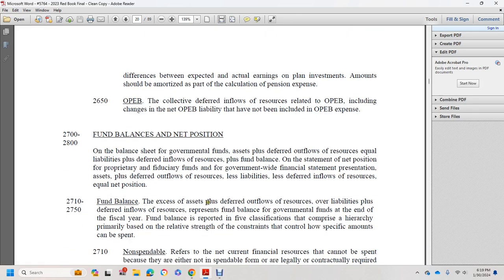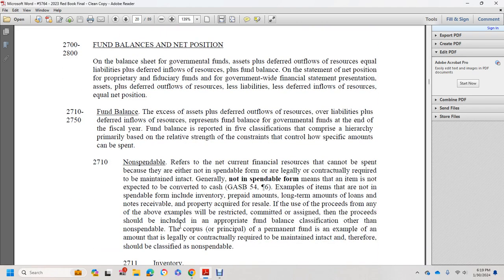Fund balance is the excess of assets and deferred outflows over liabilities and deferred inflows of resources in the governmental funds at the end of the fiscal year. Fund balance is reported in five classifications comprising a hierarchy, based primarily on the relative strength of the constraints that control how the amounts can be spent.